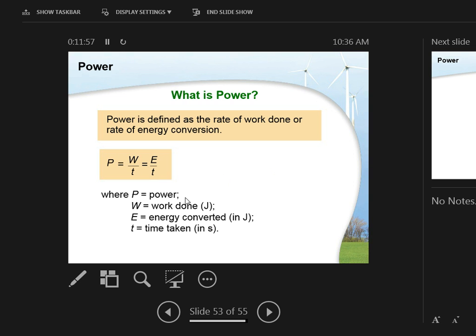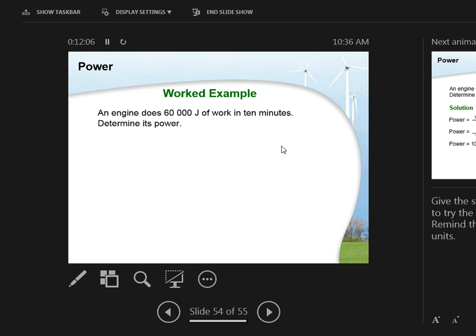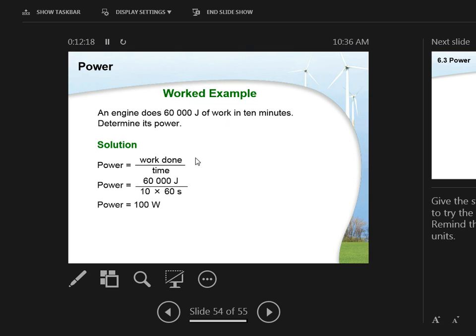So these are the different quantities and their units. Of course, time will be in seconds again. Okay, so example, an engine, maybe a car engine, it does 60,000 joules of work in 10 minutes. Determine its power. So formula, work done over the time taken, change time taken to seconds. And you get 100 watts. Easy, 1-2 steps only. Okay?